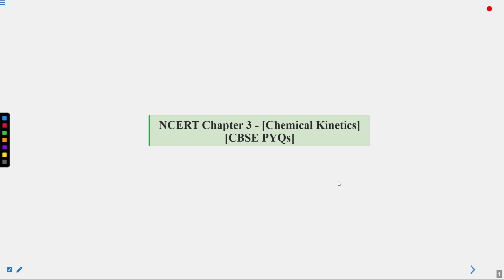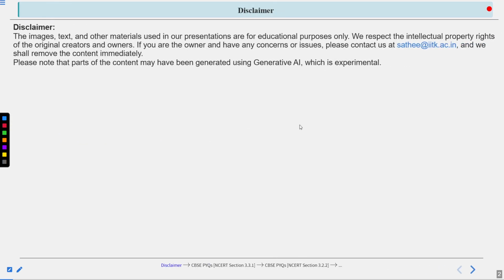As you all know, today's topic is chemical kinetics CBSE PYQs that we are going to practice, the questions that have been there in the previous CBSE examinations. So let's begin with our topic, NCERT chapter 3, chemical kinetics CBSE PYQs. So this is the disclaimer.